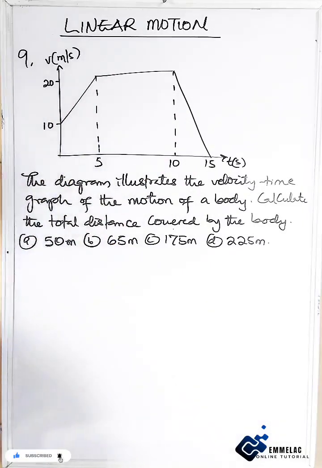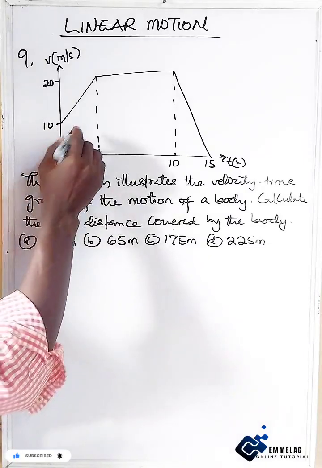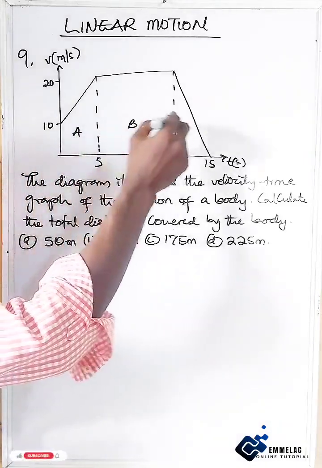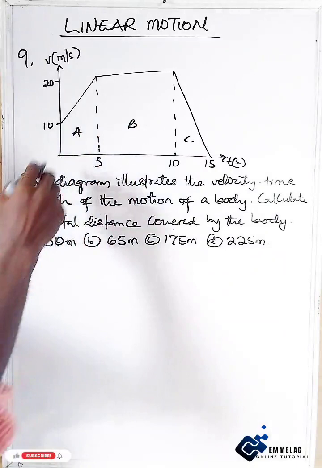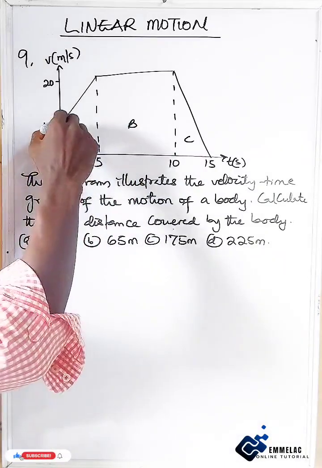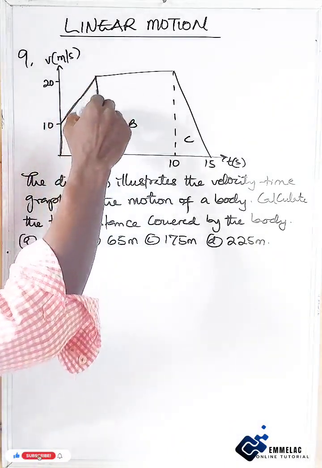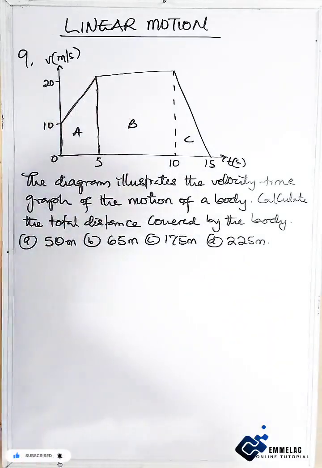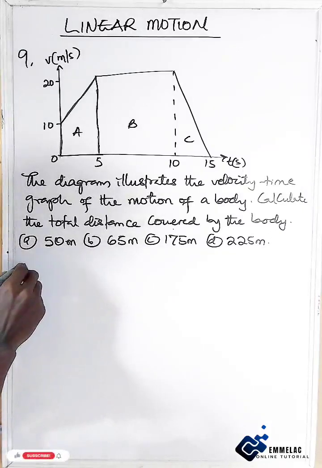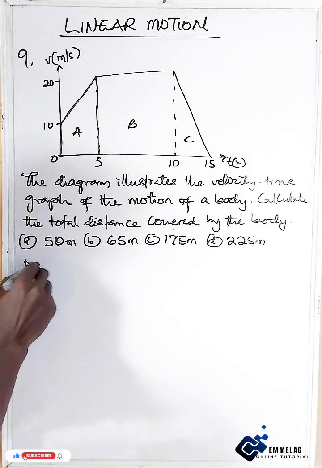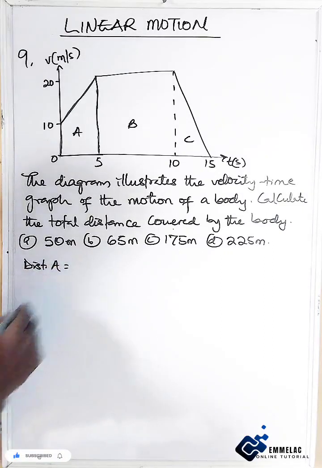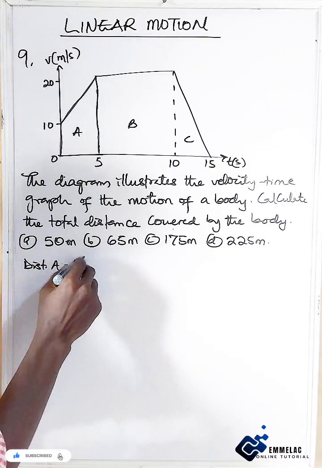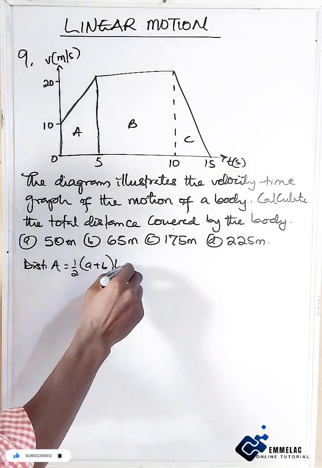Now, let us start. You can see we have three shapes here. This is A, B, and C. If you take a look at this shape, this is more or less like a trapezium, and take note this is 0. So to that end, distance covered by A, a trapezium, is 1 over 2 (a plus b) times the height.